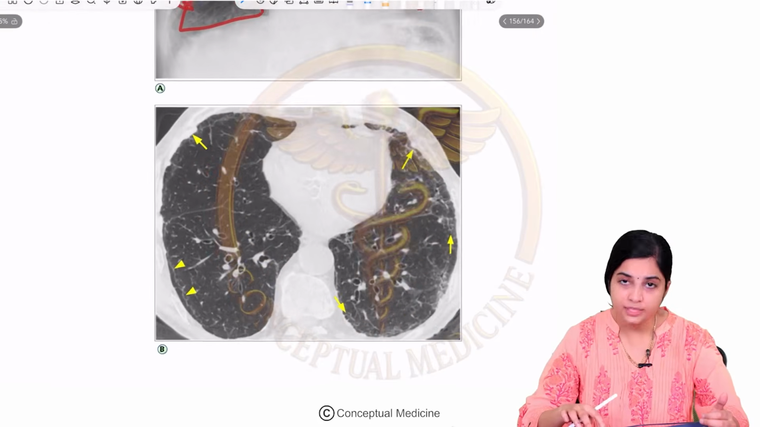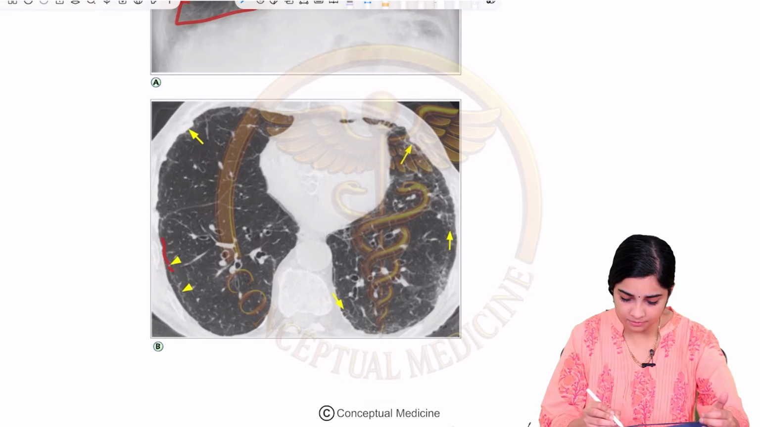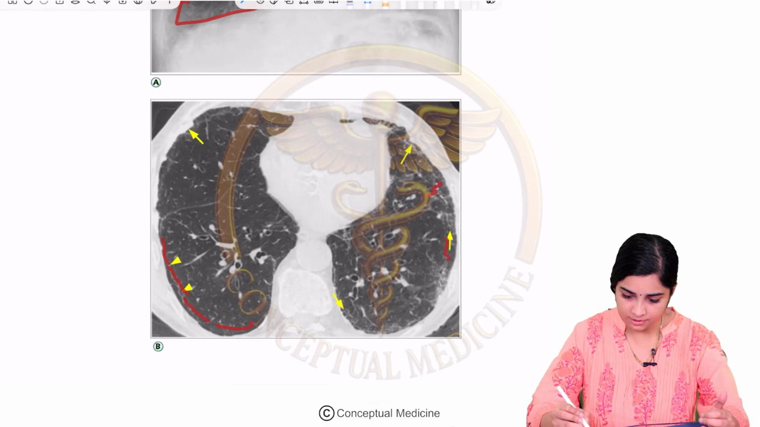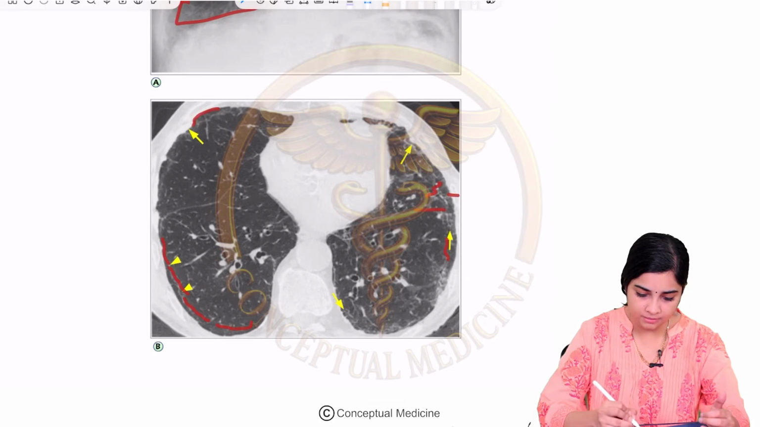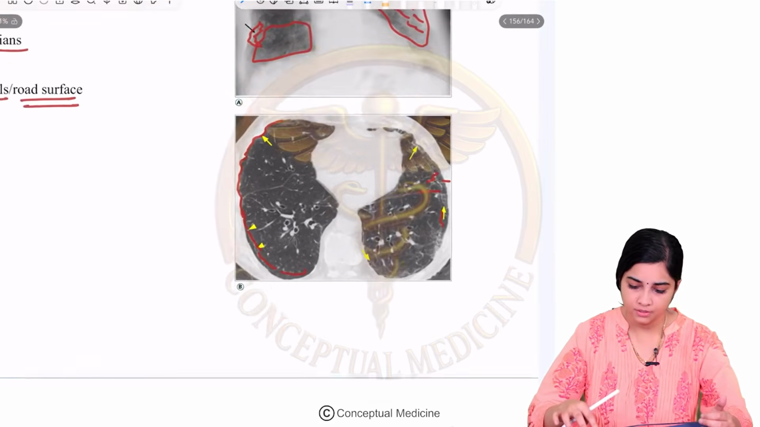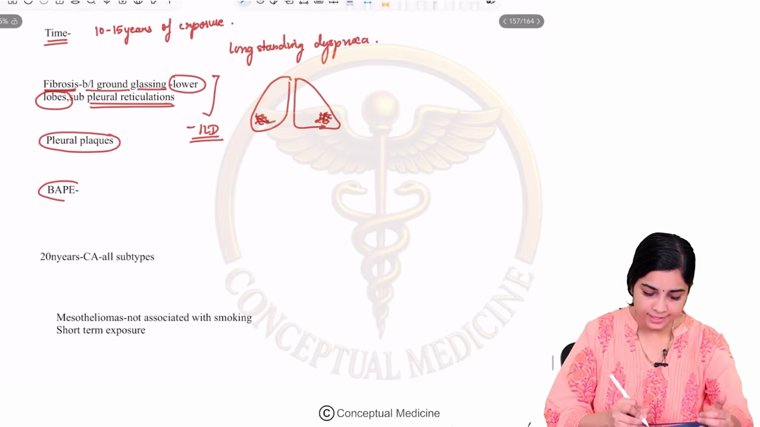You can more clearly see it in the CT. Can you see that there is subpleural reticulation? Subpleural reticulations predominantly involving the lower zone. And this thickening, can you see, is the pleural plaques or the pleural thickening. Pleural thickening. Alright, clear? Also, you can have something called as BAPE.